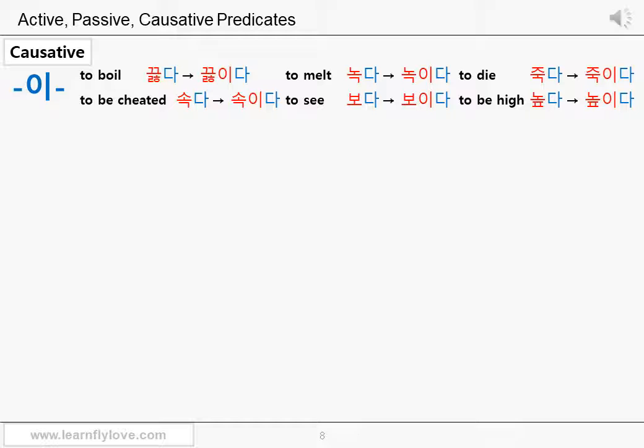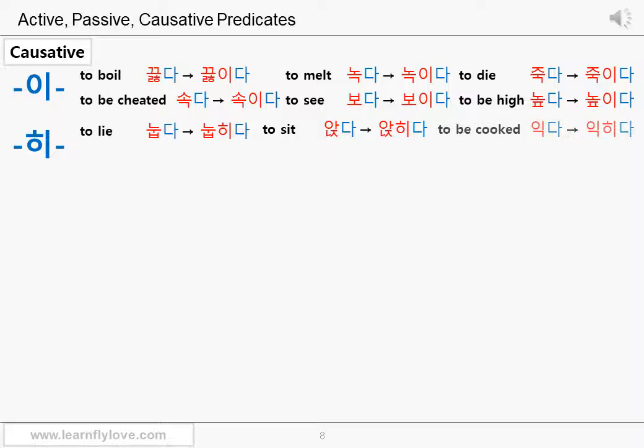Okay? Then let's see what predicates take the affix 히 in the causative form. To lie. When you lie down, you use the active form 눕다. But when you lay something or someone, you use the causative form 눕히다 with the affix 히. To sit. When you sit, you use the active form 앉다. But when you sit someone on somewhere like a chair, you use the causative verb 앉히다.